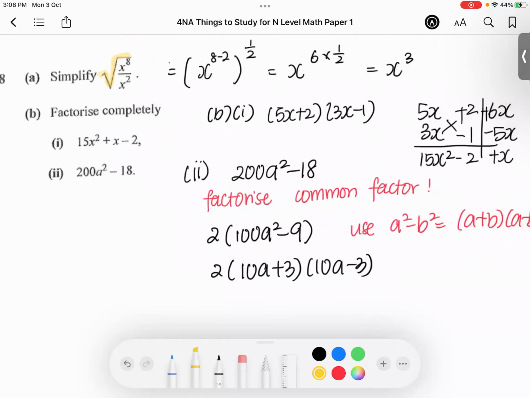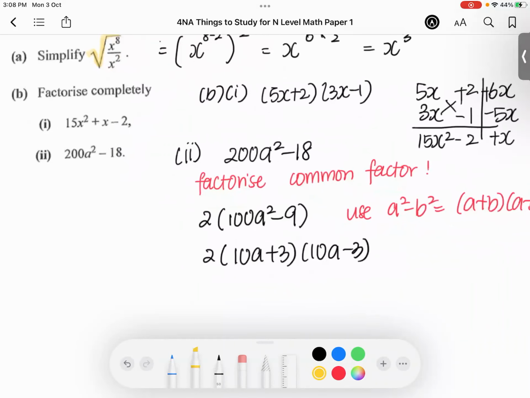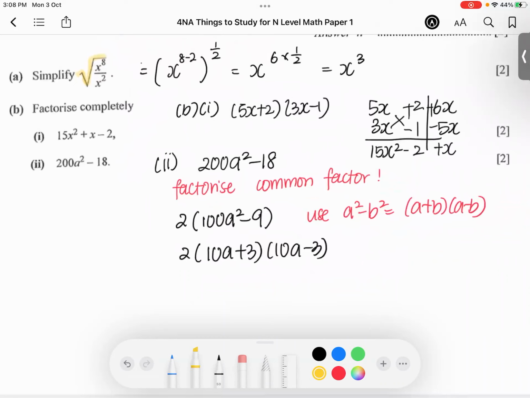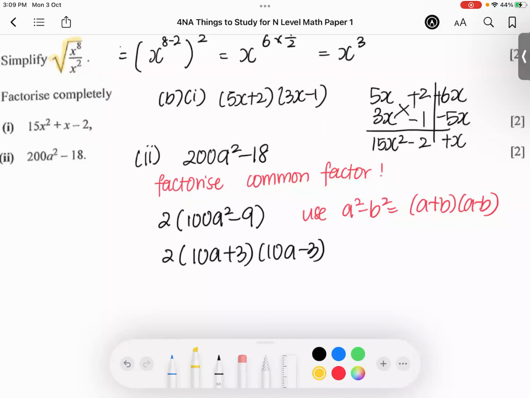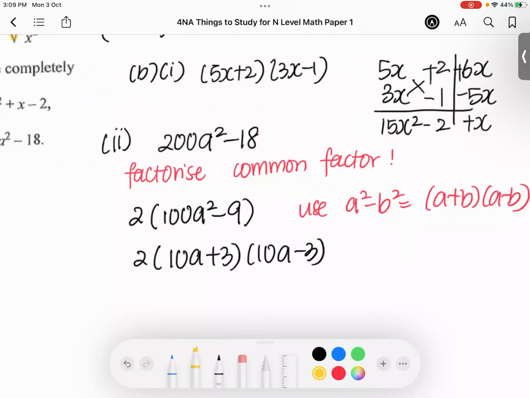First thing for this kind of pattern, you notice is something square, you will immediately think of a squared minus b squared. But the problem is 200, you cannot square root. 18, you cannot square root. Then what do we do with this kind of question? Always number one, check for common factors. So realize that 200 and 18 have a common factor 2. You factorize out the 2.